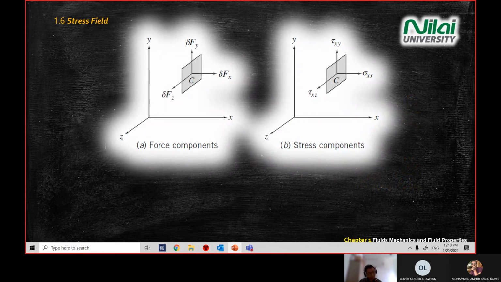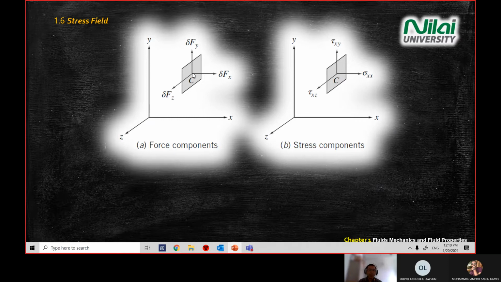This is under your tutorial question number 1-5. So you see these two diagrams. Now, how to read this diagram? You start with the axis, because when you deal with force and stress, you need to know the orientation of your axis. So you have X, Y, and Z axes, and you have a 2D plane here, and point C is in the middle of the plane.